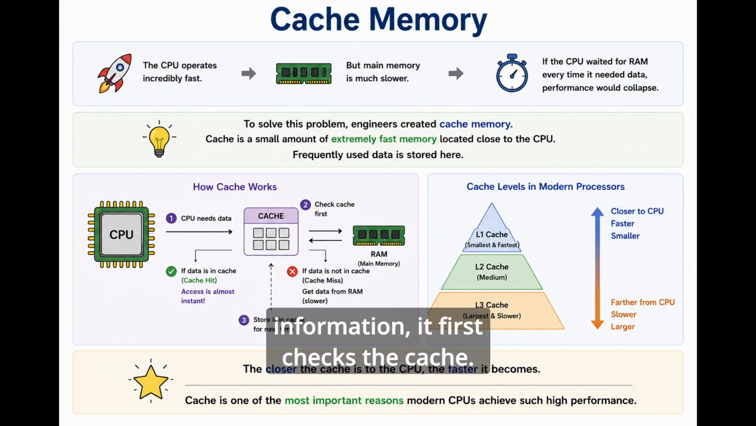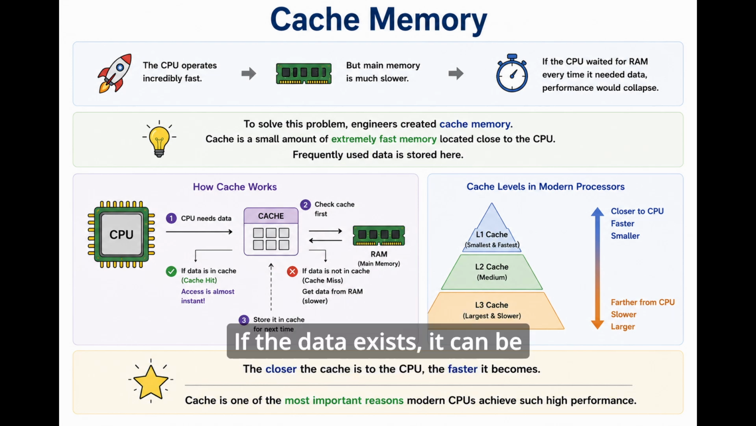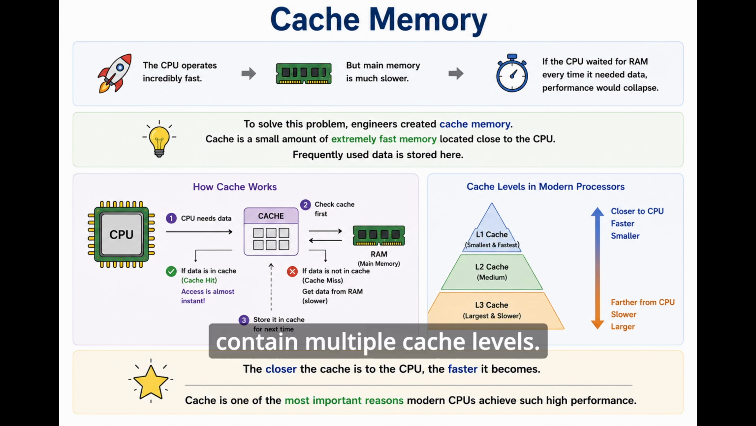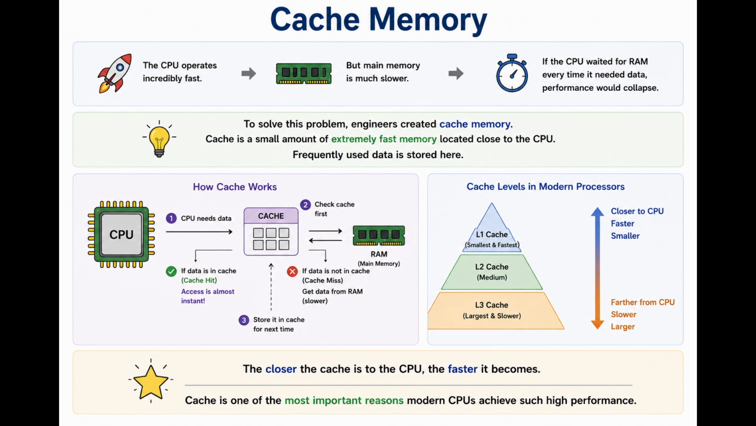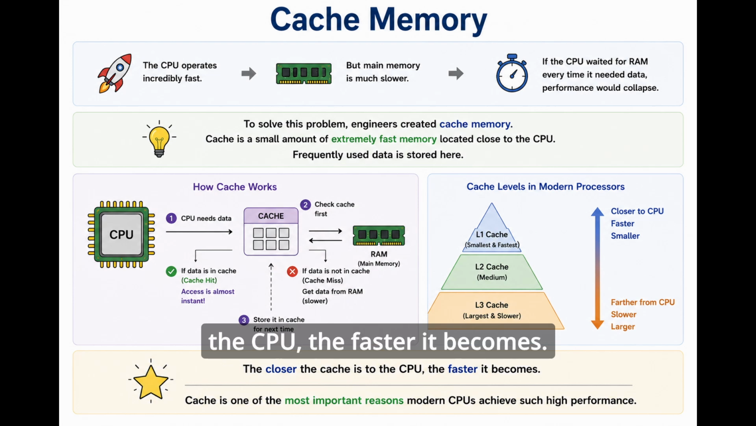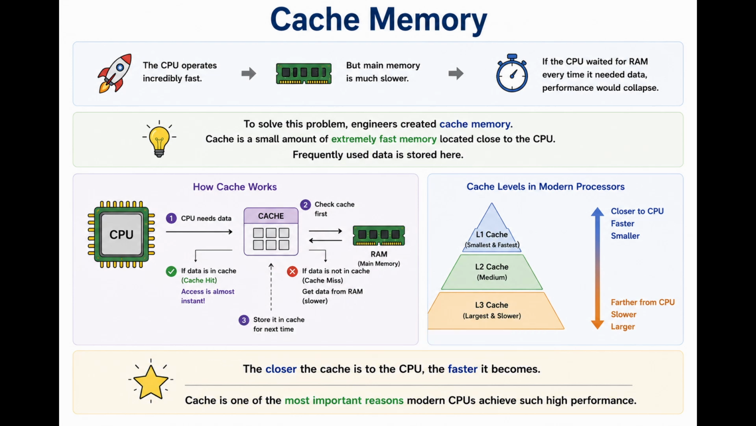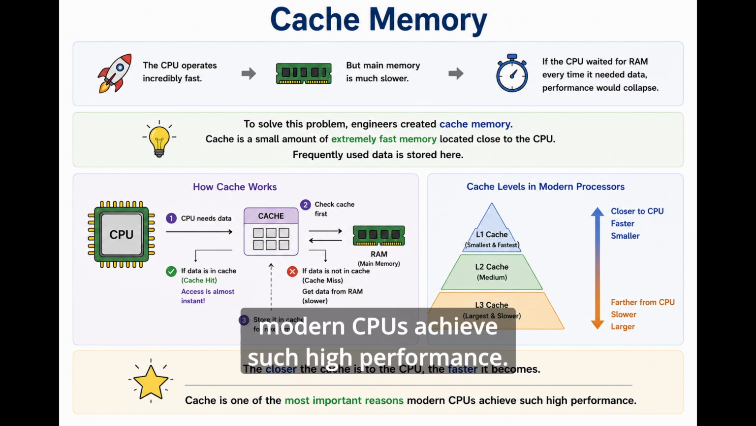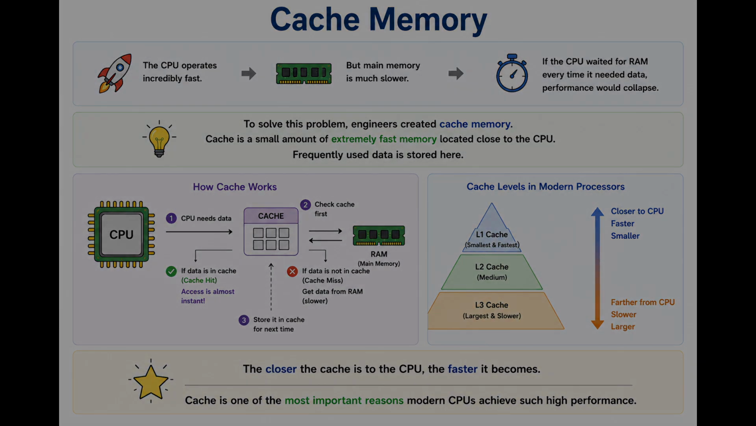When the CPU needs information, it first checks the cache. If the data exists, it can be accessed almost instantly. Modern processors usually contain multiple cache levels. L1 cache, L2 cache, L3 cache. The closer the cache is to the CPU, the faster it becomes. Cache is one of the most important reasons modern CPUs achieve such high performance.